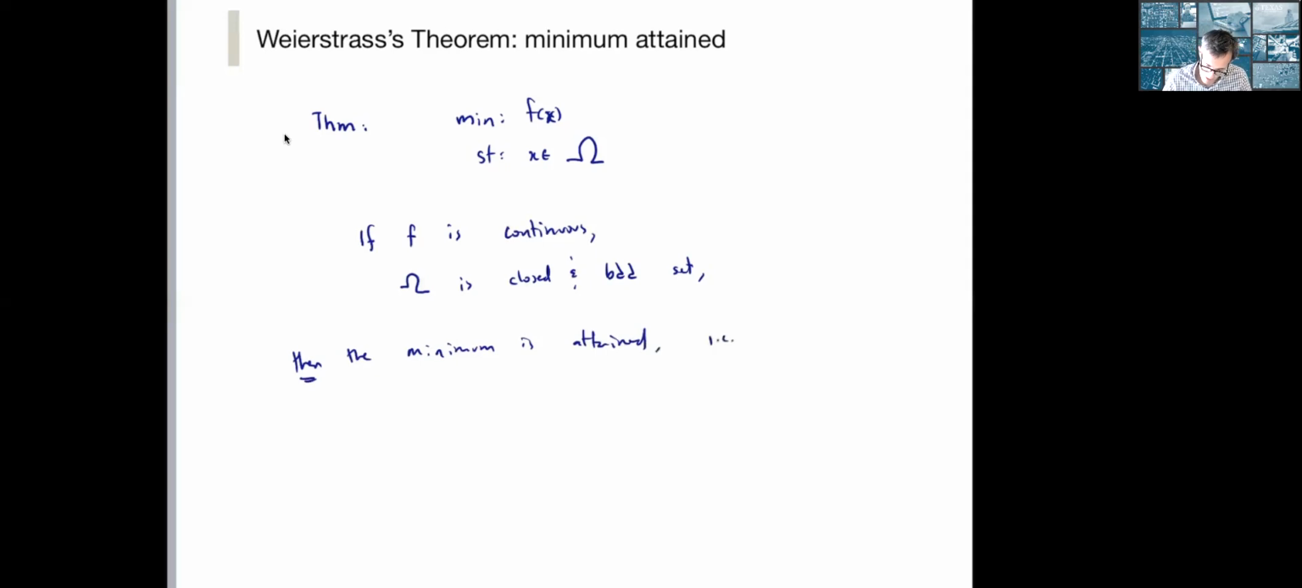In other words, there exists some x star in omega such that f of x star is less than or equal to f of x for any other point x in omega. So what do we need to do to apply this to our situation? Well, we already know that we're closed. Note that convexity has not yet appeared. We don't need convexity for this theorem.